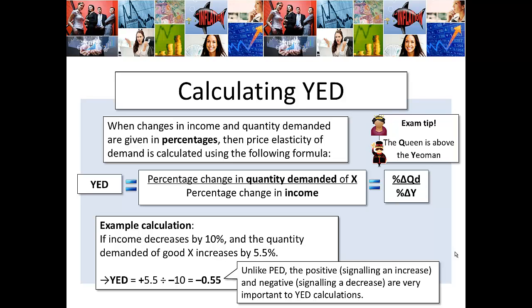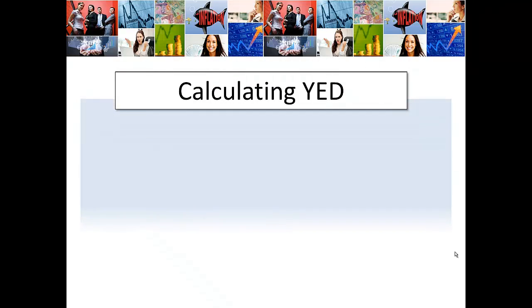Again, just like cross elasticity of demand, but not like price elasticity of demand, our negative and positive values are very important. So if income decreases, that's a negative, and if quantity demanded increases, that's a positive. So we have quantity demanded on top, that's a positive change. A 5.5% increase, we'll divide that out by the negative change, the decrease, decreasing by negative 10%. Divide it out and we have our YED coefficient of negative 0.55. We'll get to what that means in a second.